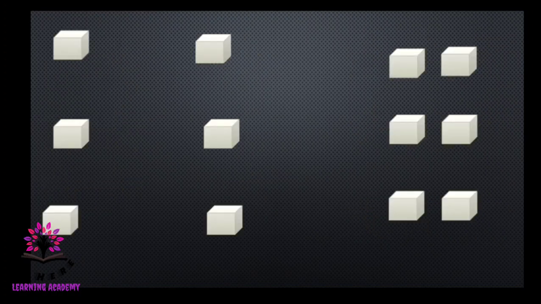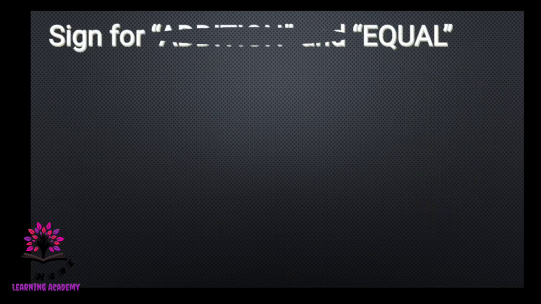These are small ice cubes. Some people like eating ice, isn't it? See here in the first picture and the second picture. Here there are 3. Here there are 3. What is the total? There are 6 ice cubes. So, we have added, isn't it? We have done the addition to find out the sum.